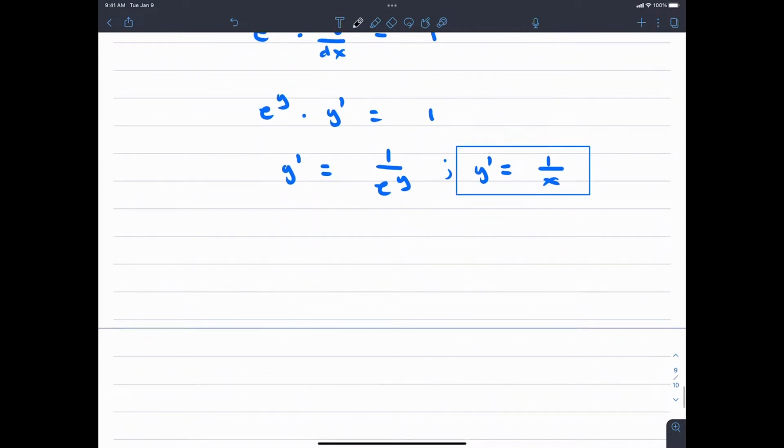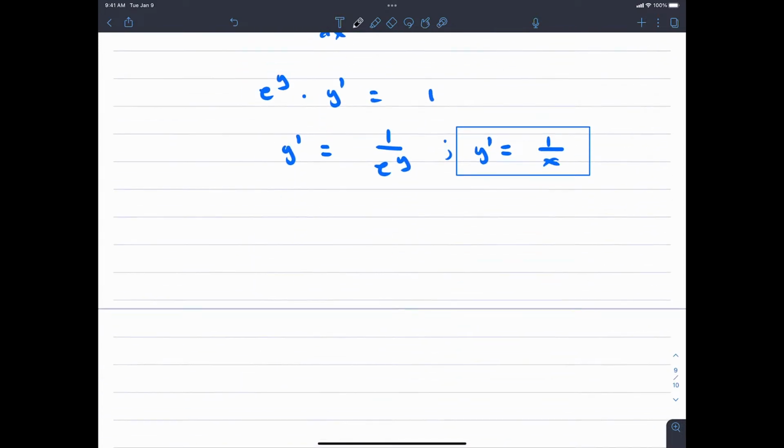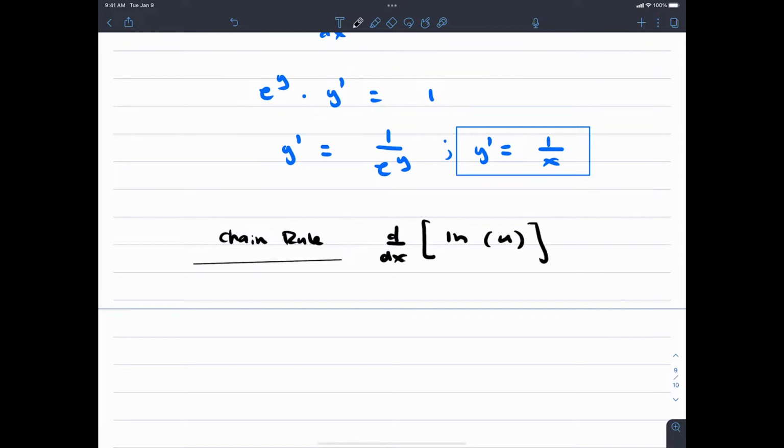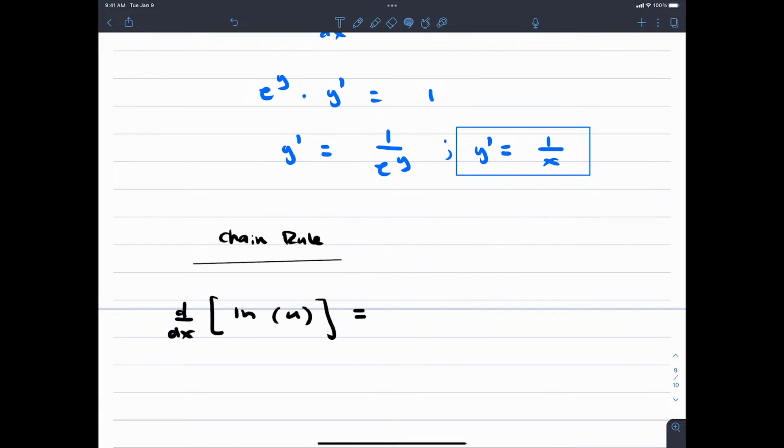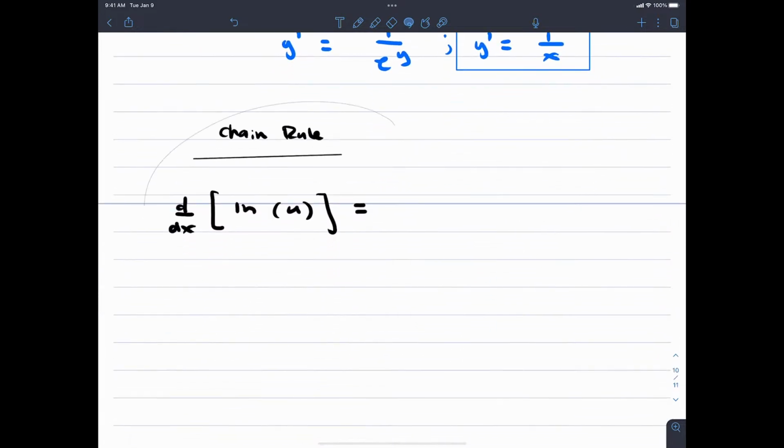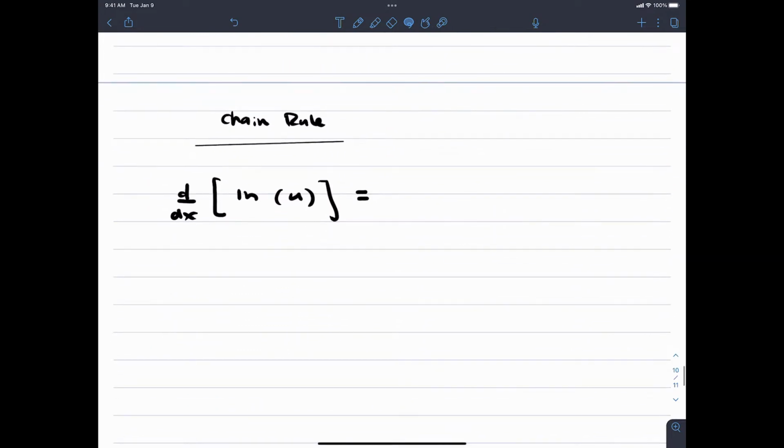Now, once you have that, we have the chain rule version. If I have to differentiate with respect to x the natural log of u, where again u is a function of x as well, this is actually a composition of functions. What is that going to be? Remember chain rule, you have to differentiate u with respect to x. This is the chain part.